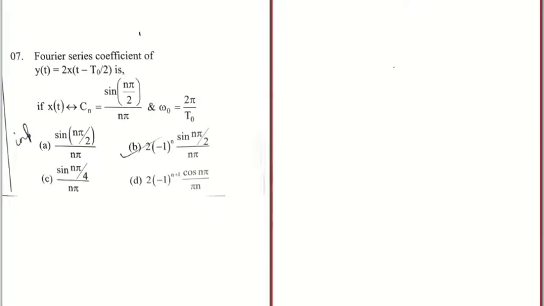Now let's do the next question. In this question, the Fourier series coefficient of y of t is equal to 2 x of t minus t0 by 2. The Fourier series coefficient of x of t is given here. So we have to find out what happens to its Fourier series coefficient when it is shifted by t0 by 2, that is our y of t. Okay, so we'll do the problem.